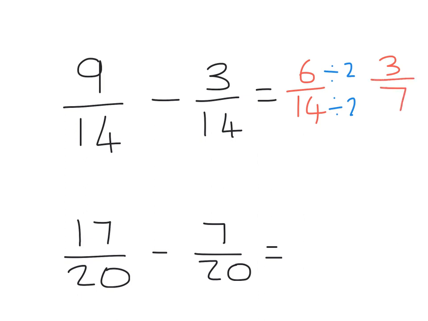And I've got 17 over 20, take away 7 over 20, which will give me 10 over 20. Now I know both of those are in the 10 times table, so I can divide them both by 10, and that will give me 1 over 2.